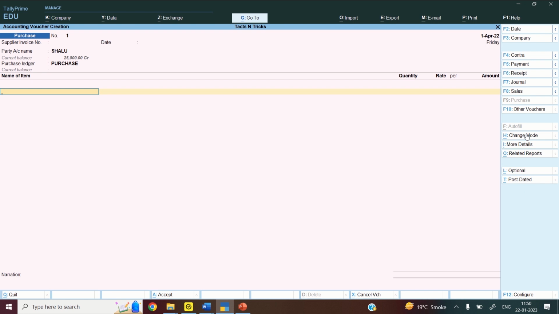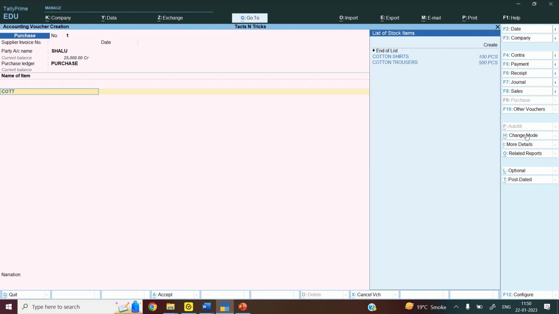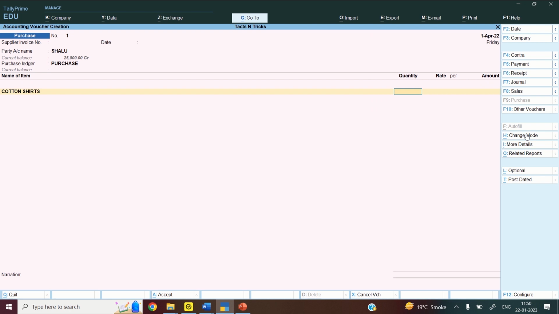voucher will be created. Now what are we purchasing from Shalu? Cotton shirts. Quantity is 20 pieces and the rate I don't know, but the amount is 7,000. So as I press enter, automatically the rate will be adjusted. Okay, so the first voucher, the purchase voucher, is done. Second voucher is sales to Prerna.